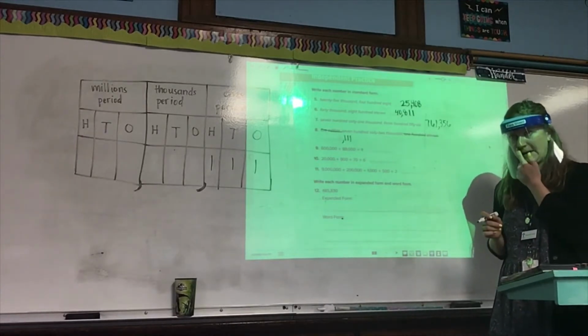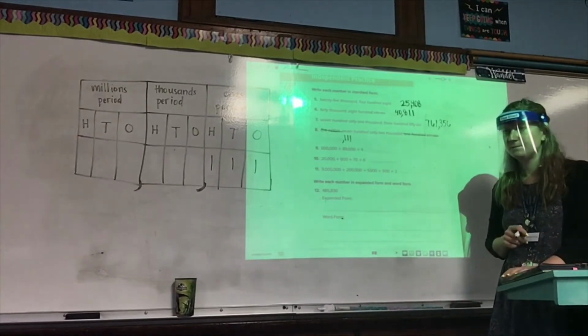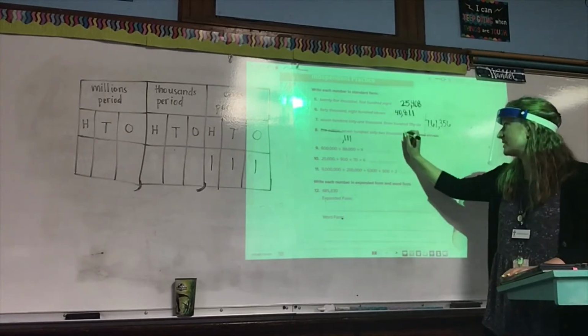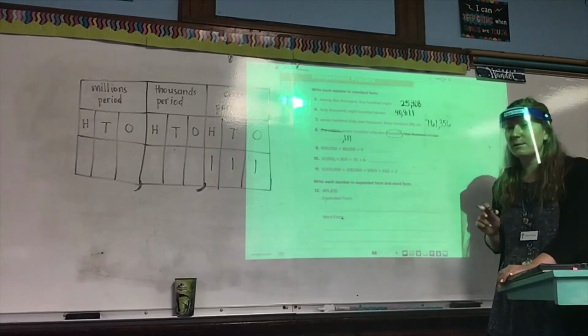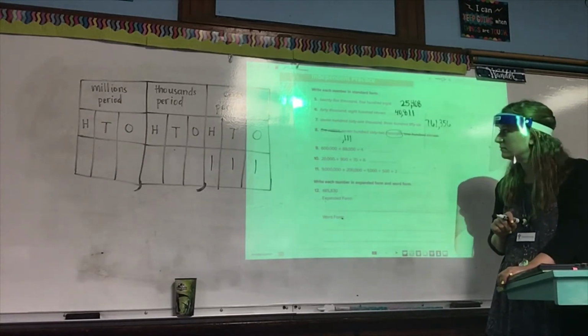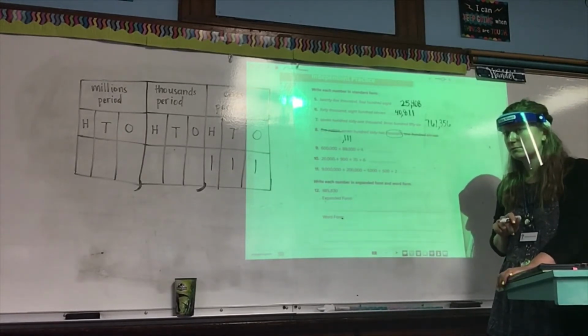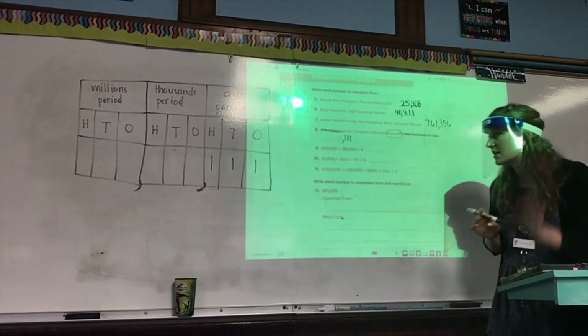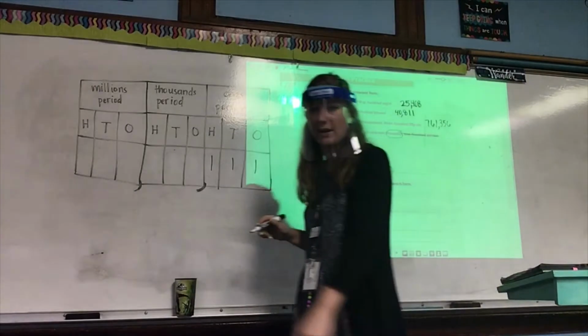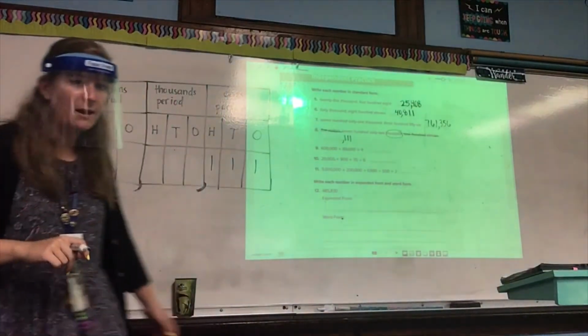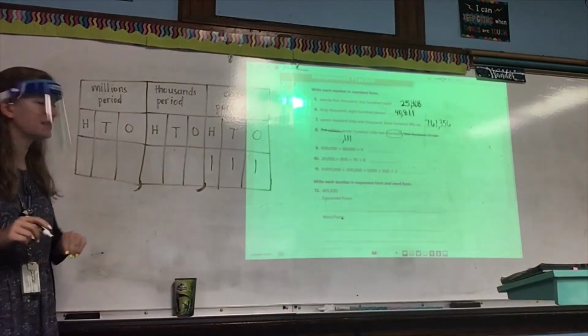How do I know? What do I have here? The word thousand. So that tells me, okay, I'm working in the thousands period. So what number do I have left? Louder. 762. So now all I have to figure out is what 762 looks like.